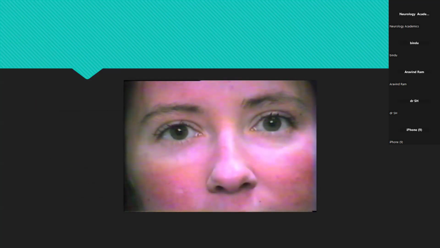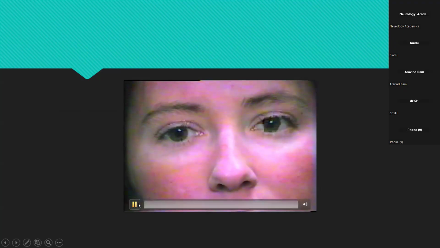This is an example of acquired pendular nystagmus, where we can see in primary position as well, there are no jerk movements, only slow pendular movements are observable, and they are beating horizontally to either side.